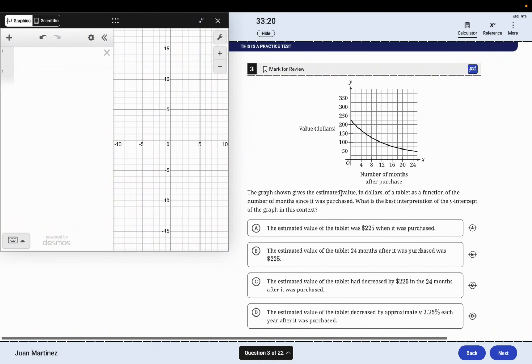The graph shows the estimated value in dollars of a tablet as a function of the number of months since it was purchased. What is the best interpretation of the y-intercept? The value when it was purchased. Right, intuitively it should make sense to you. The y-intercept is when x is 0, and if x is 0, that means it's 0 months after it was purchased. So it would be the estimated value of the tablet when it was purchased. Yeah, so it's this one.